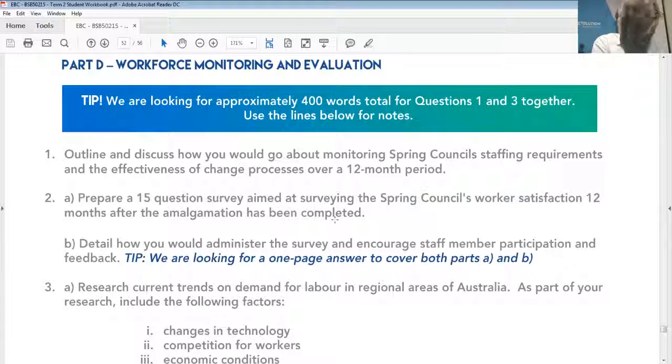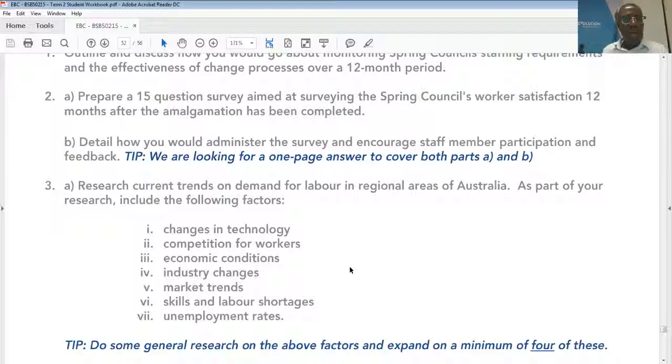Some of them might say, well, if I had known this is how it is, maybe I would have left. But you want to do a survey in order to find out their customer satisfaction. And number 3, research current trends on demand for labor in regional areas, and as part of your research include the following factors.